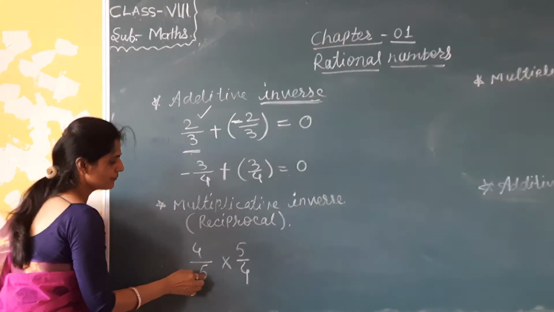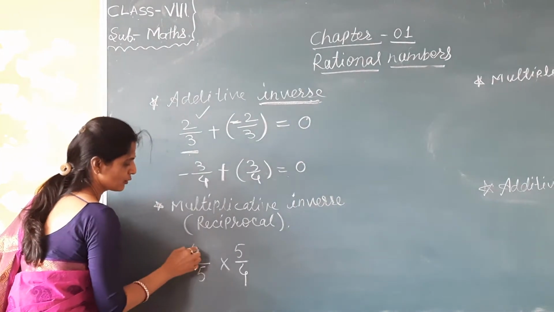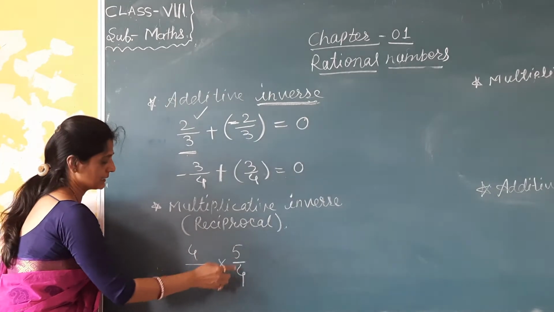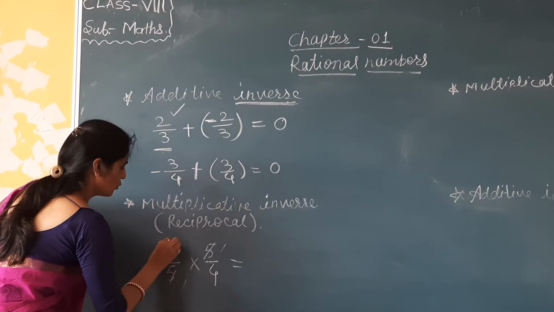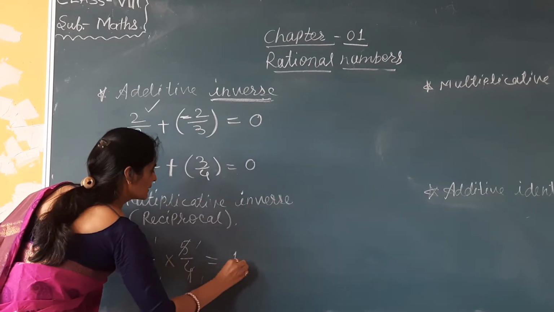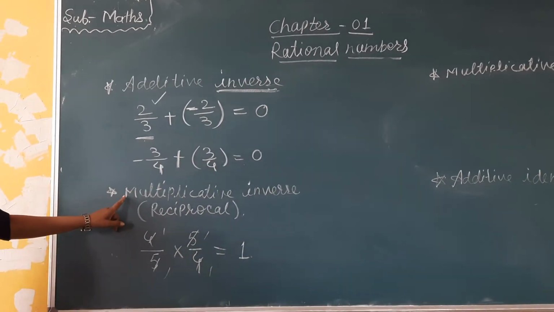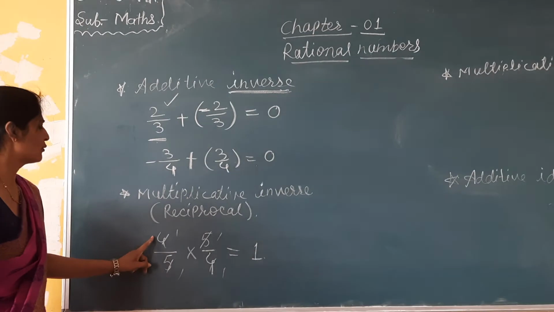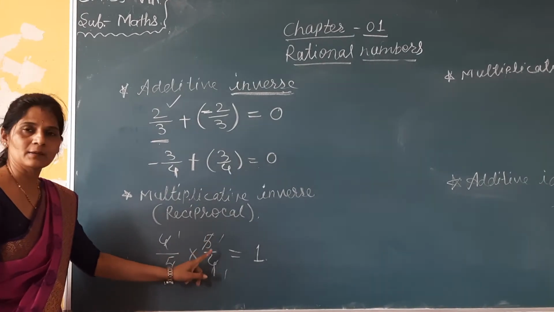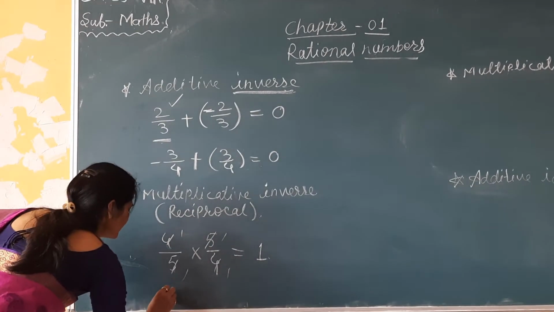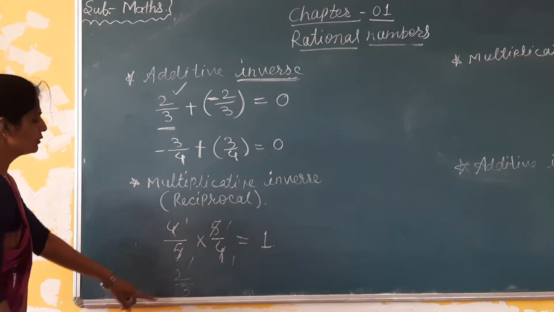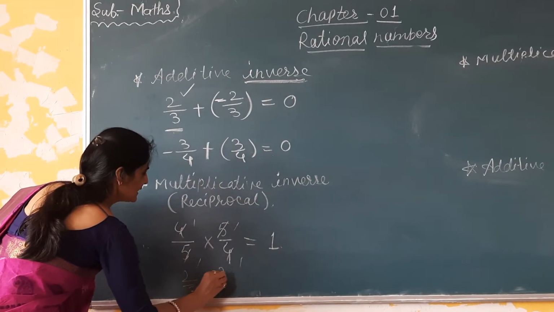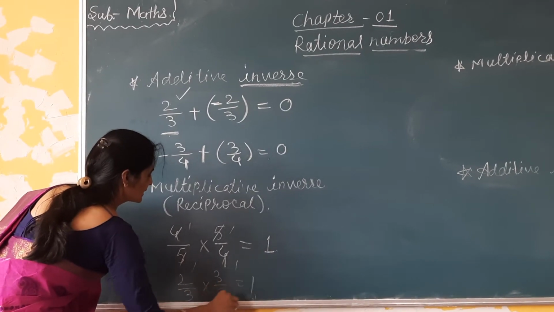Just हमने क्या किया, 4 upon 5 का inverse ले लिया. That means reciprocal ले लिया. Then you will get 1. अब हमें क्या मिल रहा है यहाँ 1 मिल रहा है. So multiplicative inverse of 4 upon 5 is 5 upon 4. Or one more example, multiplicative inverse of 2 upon 3 is 3 upon 2. Then you will get again 1.